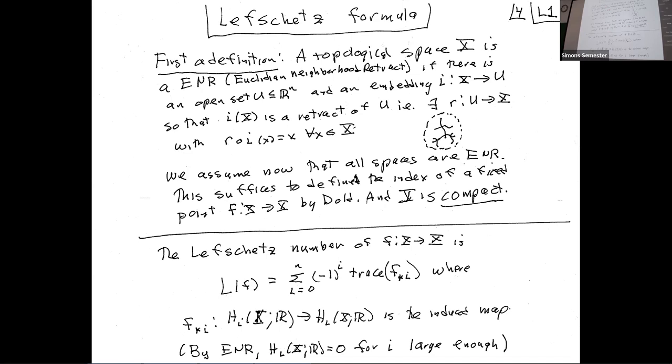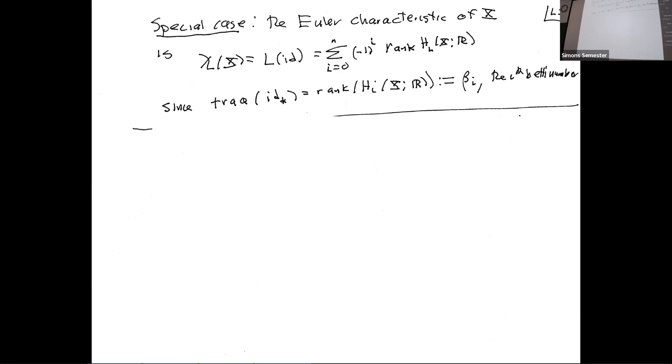Okay, so the Lefschetz number you create from the action on homology with an alternating sum. And this is a finite sum because at some point all the homology vanishes. So you take the alternating sum of the traces, and you get the Lefschetz number. A special case is that the Euler characteristic is the Lefschetz number of the identity. Here, the rank is just the Betti numbers. So that's the Euler characteristic in terms of the Lefschetz number.